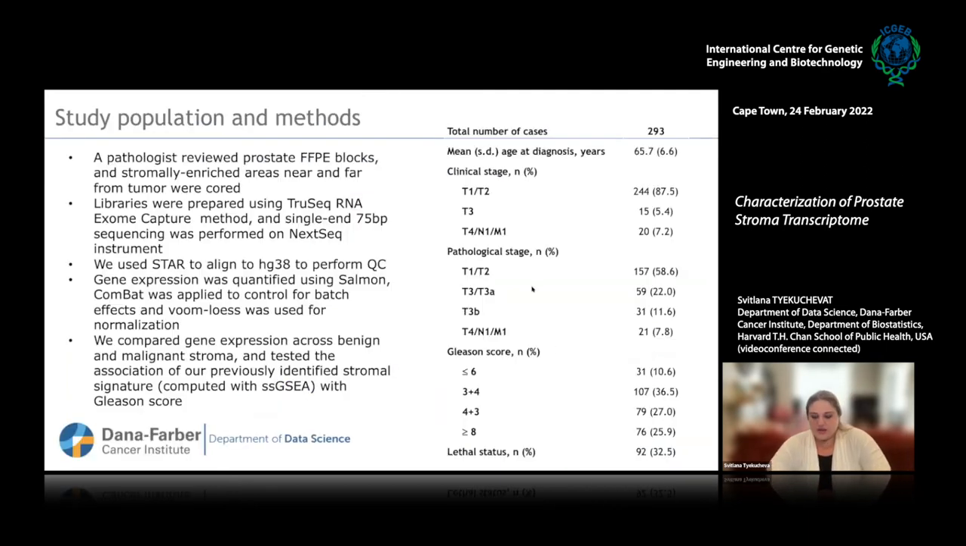So for our study, what we've done, we had a pathologist, our colleague from Italy, who reviewed prostate FFPE blocks and identified stromally enriched areas near and far from tumor.